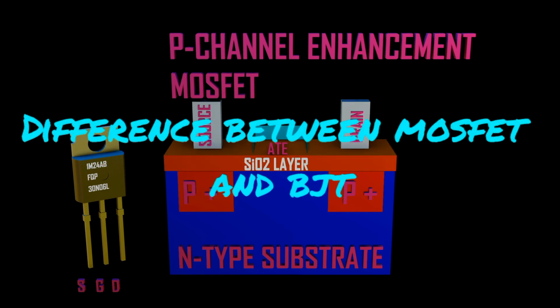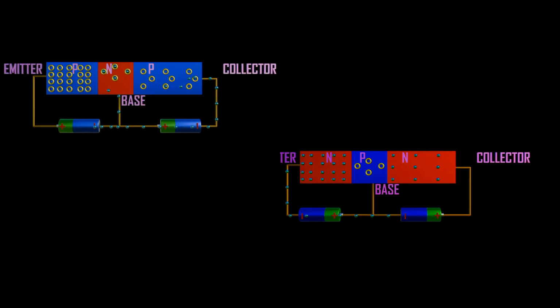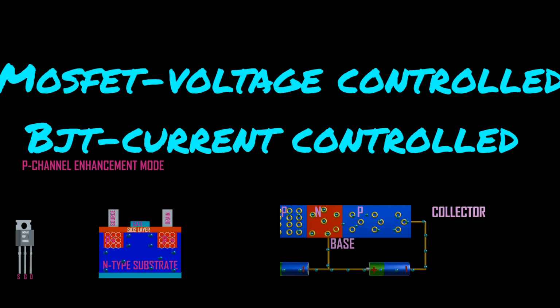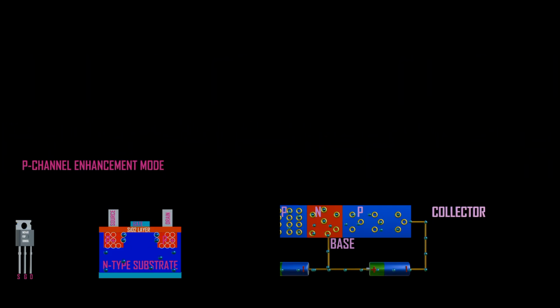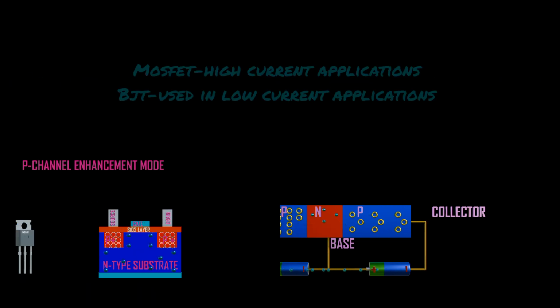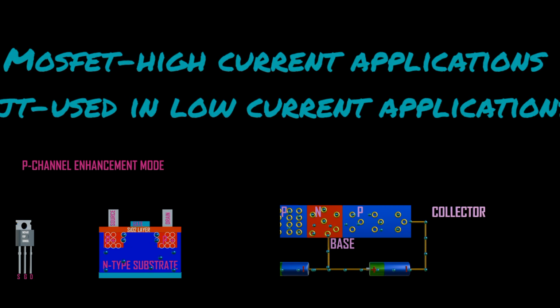Difference between BJT and MOSFET. 1. MOSFET is N-type and P-type, while BJT is NPN and PNP. 2. MOSFET is voltage controlled, while BJT is current controlled. 3. MOSFET has high input resistance, while BJT has low input resistance. 4. MOSFET is used in high current applications, while BJT is used in low current applications.